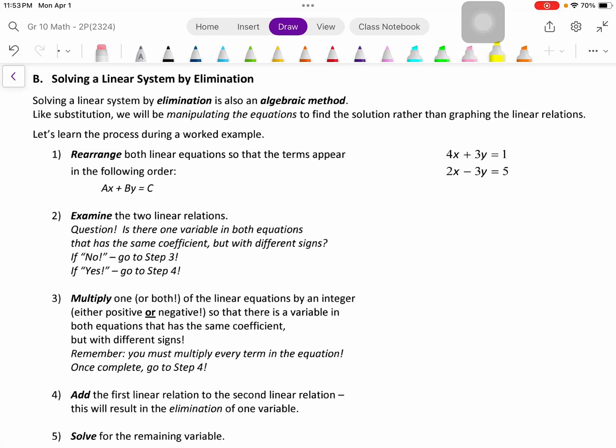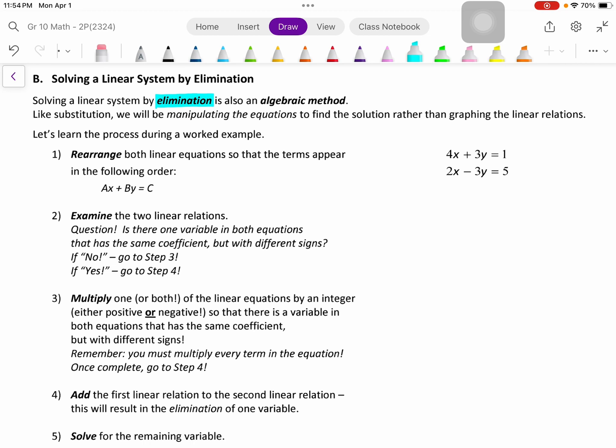In this lesson, we're going to look at how we can solve a linear system through an algebraic method called elimination. So in elimination, we want to eliminate one of the two variables. We have the variables x and y in each of our two equations, and we want to eliminate one because we cannot solve for an x or a y when we have both an x and a y in the equation. So here's our process that we're going to use.